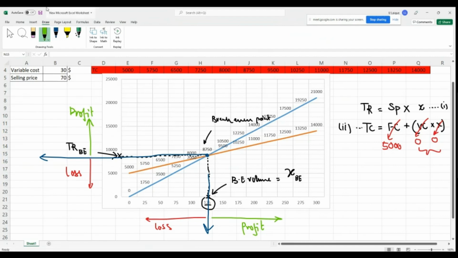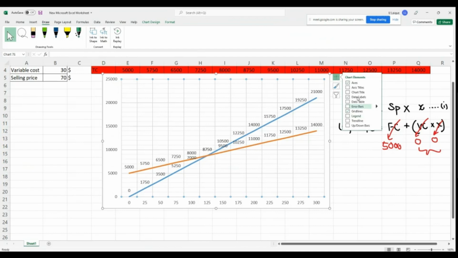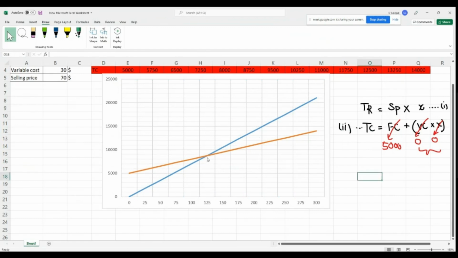Now, notice one thing. I'm going to get rid of these lines so that I can show you some of the relation between the selling price, the variable cost, the fixed cost, and the break-even point. So here you go. Let's get rid of these axis labels as well. So this is basically the break-even point.